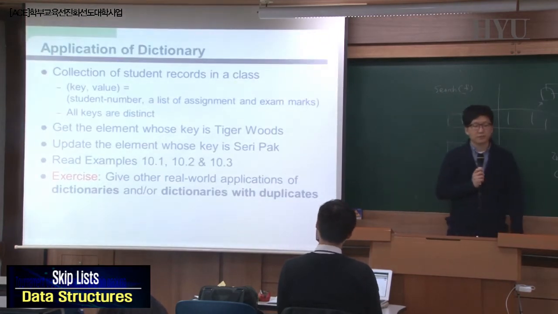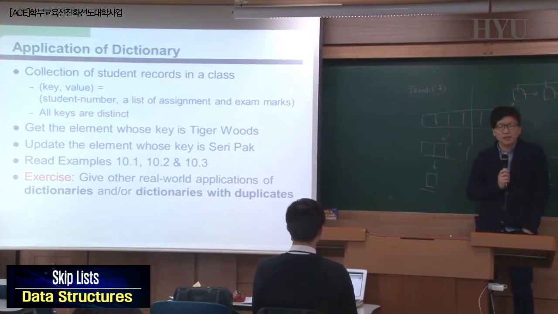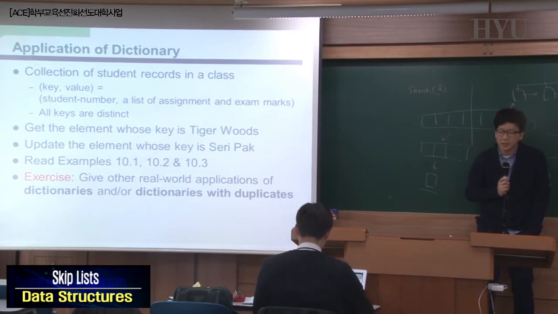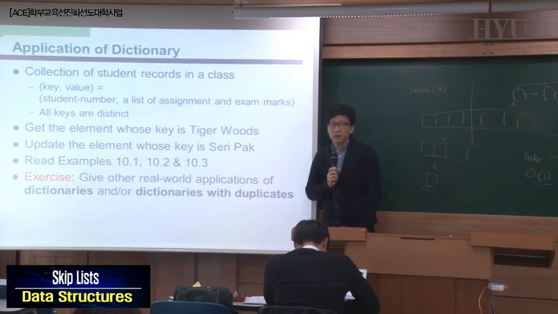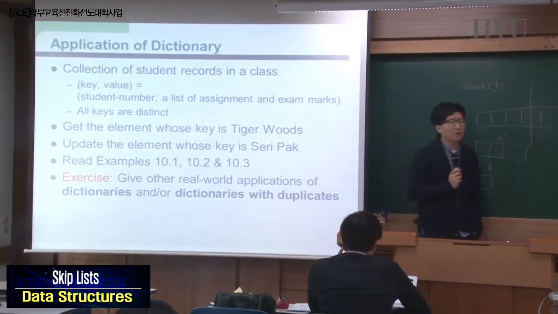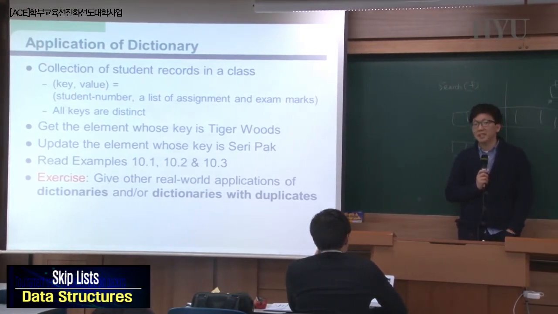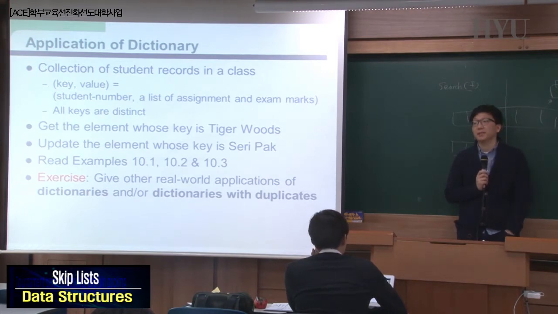Applications of dictionary. We have seen very simple applications of dictionary in the Python documentation files. A collection of student records in a class: key, value, student number or student ID, to assignment or exam mark. In this case, student ID is all distinct, right? I know many of you are taking the database course at the same time. If you implement a database itself, then a dictionary might be one way of doing it, assuming that you try to build a very simple database.